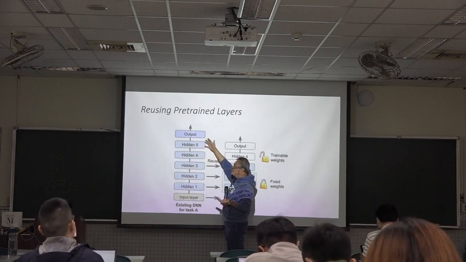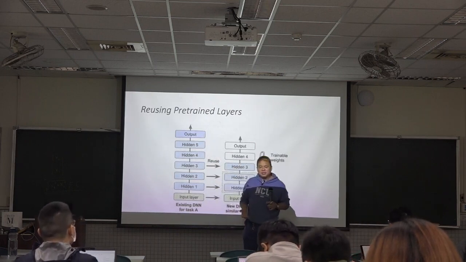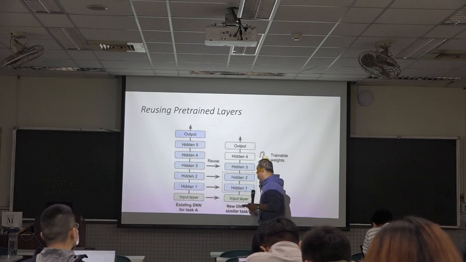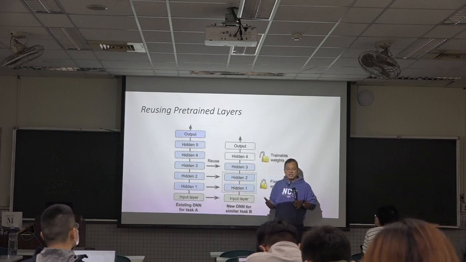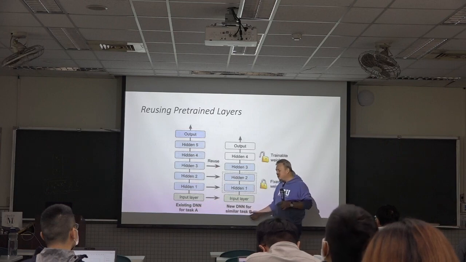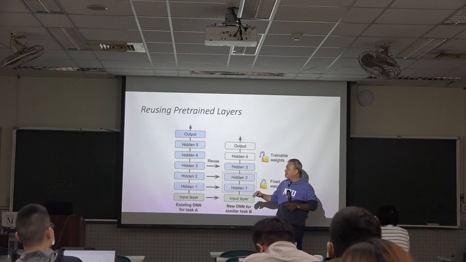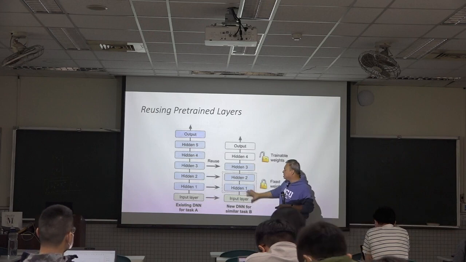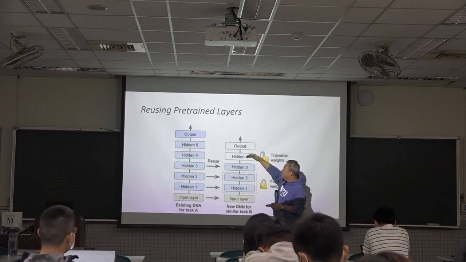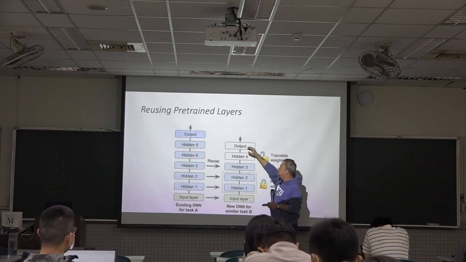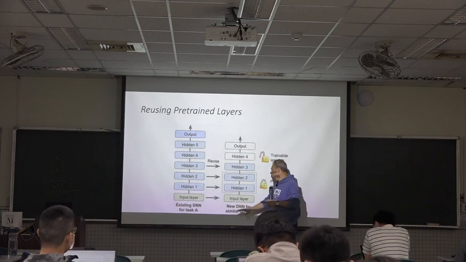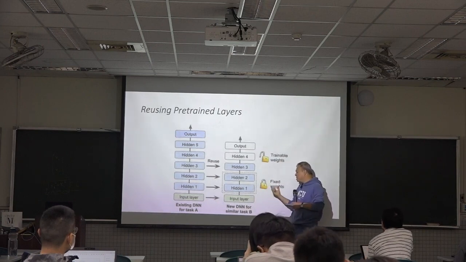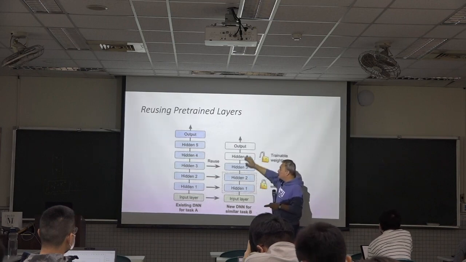As for how many hidden layers you want to replace, it really depends on the size of the labeled data set that you have at hand for this new task, okay? The smaller the training data you have for this new task, the fewer layers you would want to replace. But here, this just shows the illustration. So here we introduce two new hidden layers, and we have a new output layer. Okay, and we have a lock here. This lock just means we want to fix the weights of the lower layers when you train this new model.